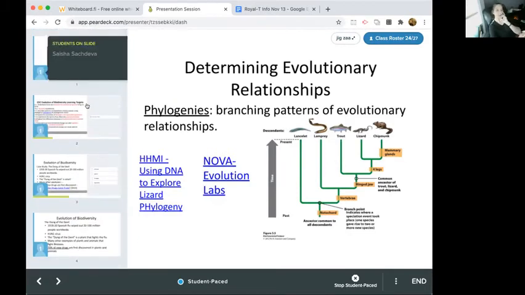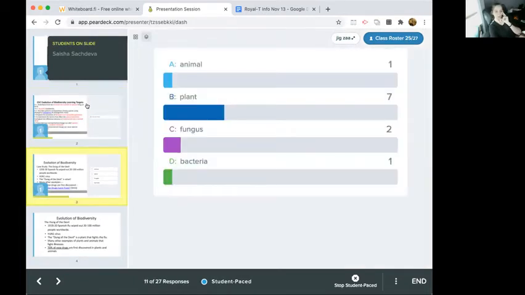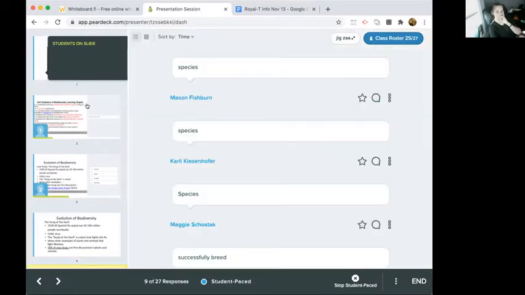I'm going to go through these and make sure that we don't have any misconceptions. All right, so the dung of the devil is a plant. Species, species, species.